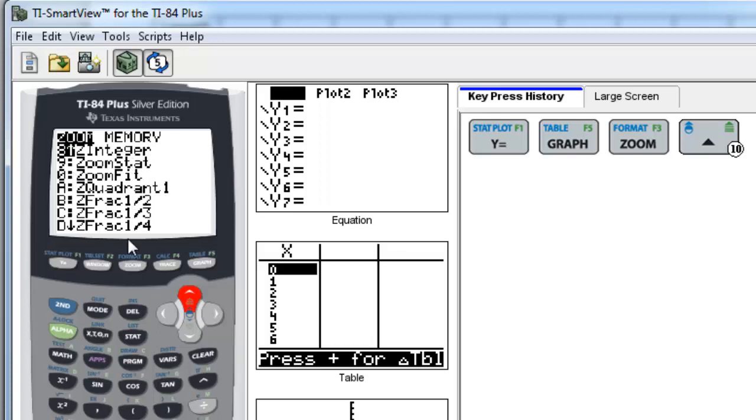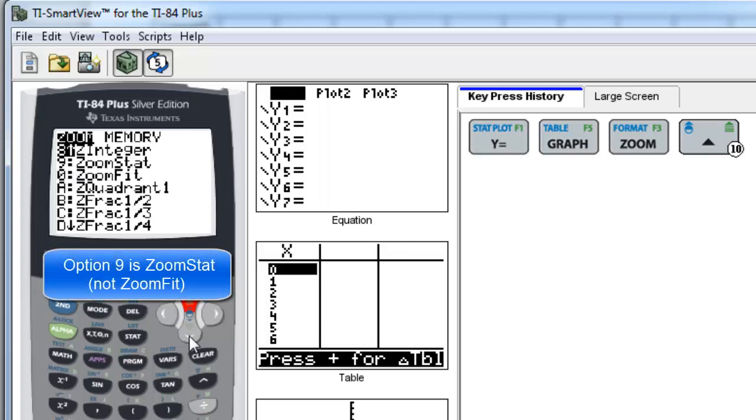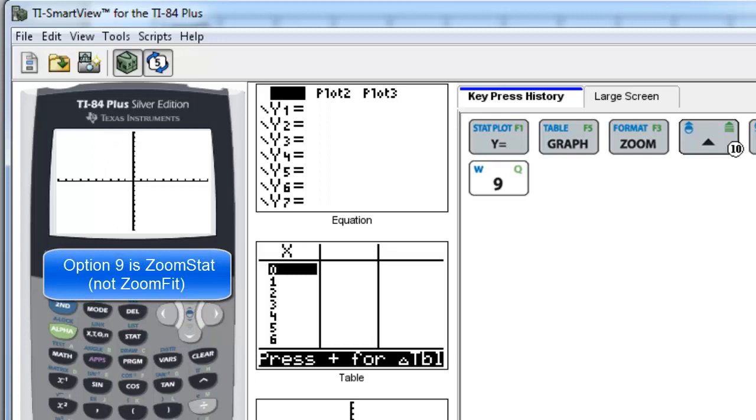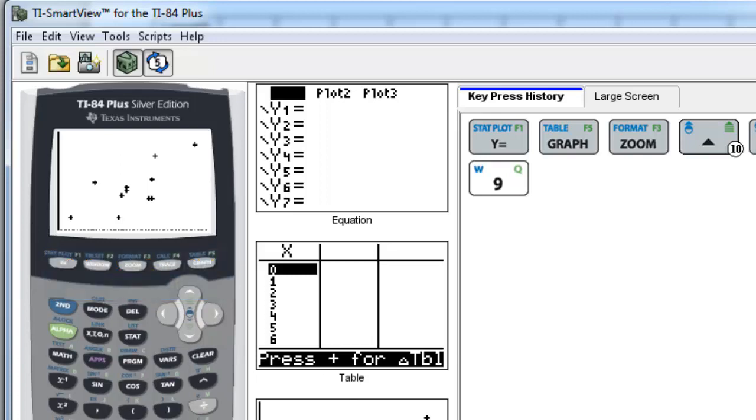No, option 9 is zoom fit. Okay, so once we know that, we can just hit zoom and the 9 key instead of having to scroll down to it. But zoom 9 will adjust your window so that it can see the statistical data that you're looking at. So looking at this is a plot that shows the heights of the bears compared to the weights of the bears.